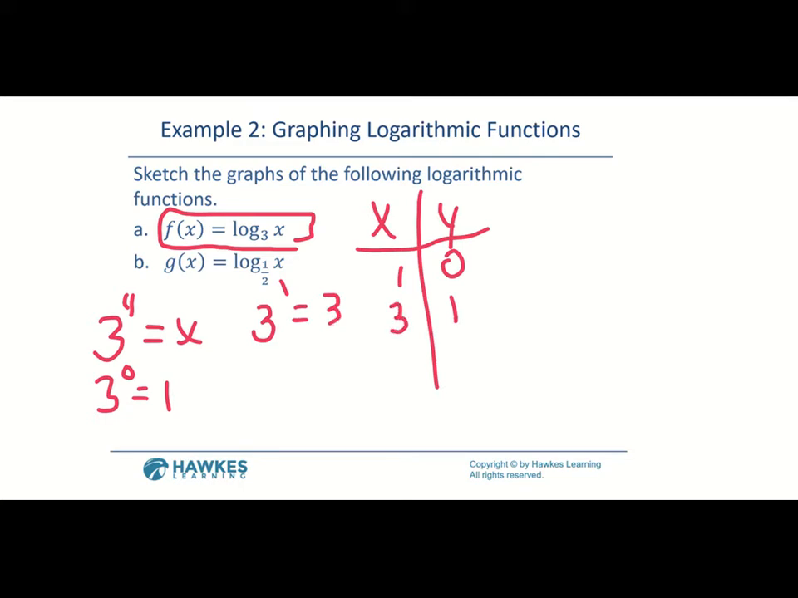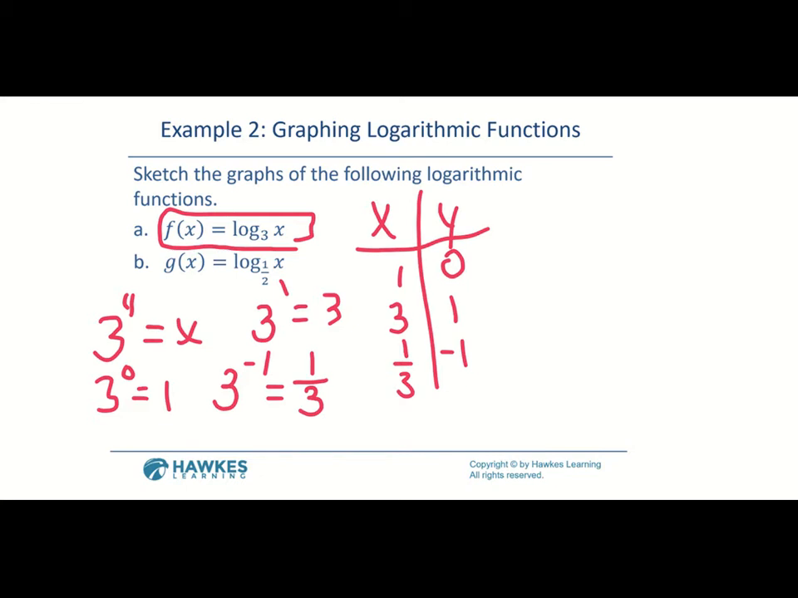And then let's do 3 to the negative first power. Typically, if you do 0, 1, and negative 1, you can get a good idea of the shape of the graph and where it goes. And I know that 3 to the negative first power is going to give me 1/3 because you are going to flip it. So now I have those 3 points that I can graph to see the basic shape.